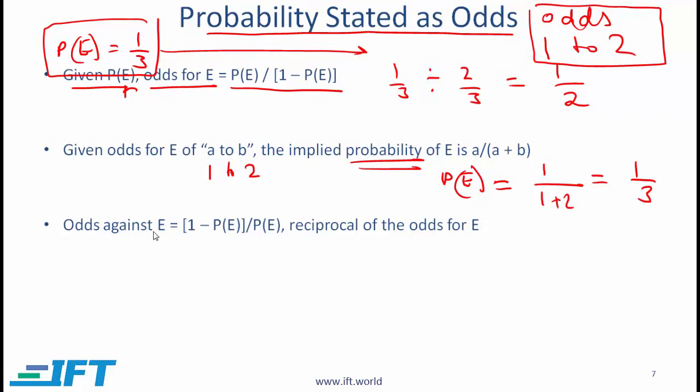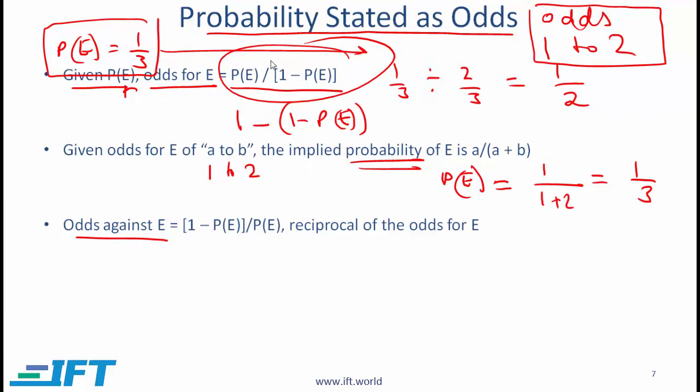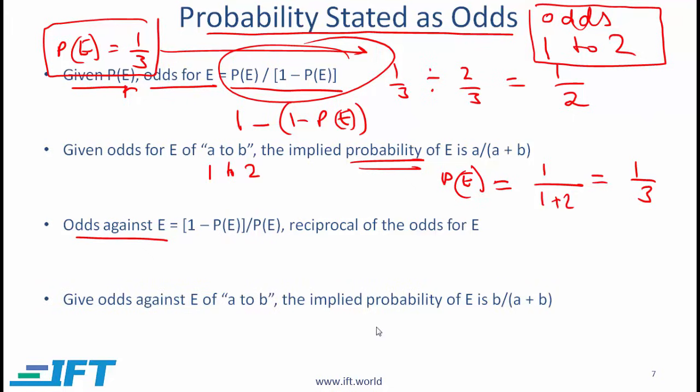The odds against an event are given by this expression. Notice this is simply the reciprocal of what we saw here, and that makes sense because to calculate the odds against E, instead of using P(E), we use the expression 1 minus P(E), which is essentially the probability of not E, and then in the denominator, instead of 1 minus P(E), we do 1 minus (1 minus P(E)), and that is simply P(E). All you need to do is remember that if the odds for an event are given by this expression, the odds against are given by the reciprocal. And when you work backwards, the implied probability of not E, or the odds against E, is essentially B over A plus B.